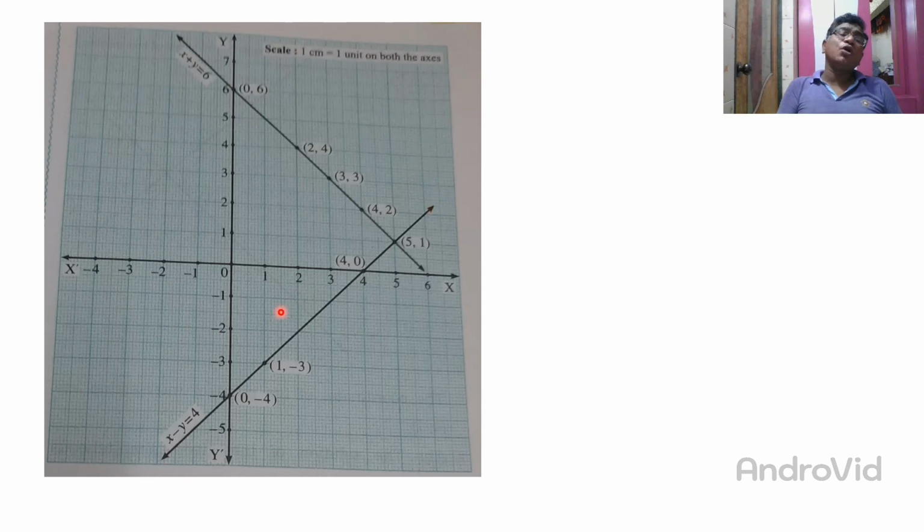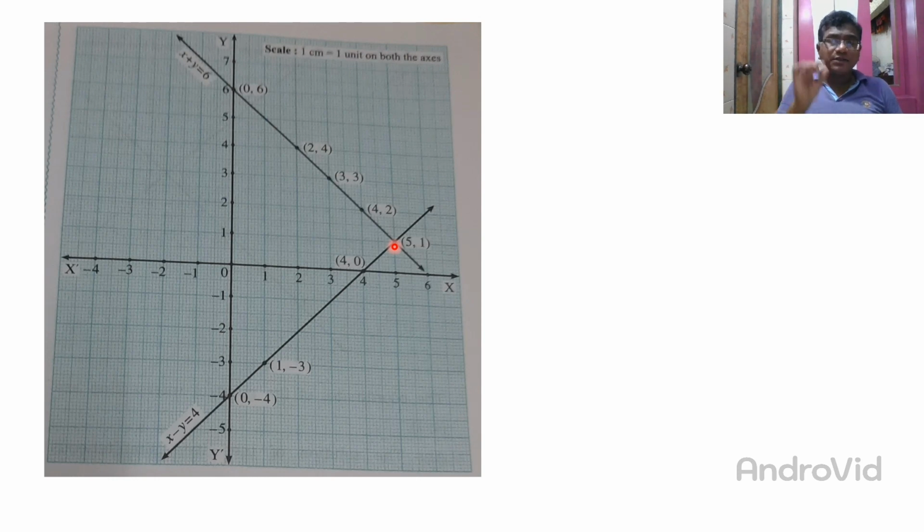When I draw this line with the help of a scale, I write the equation on the line, that is x minus y is equal to 4. Here is the equation x plus y is equal to 6 and the equation x minus y is equal to 4. These two lines intersect here. The intersection point is 5 and 1.